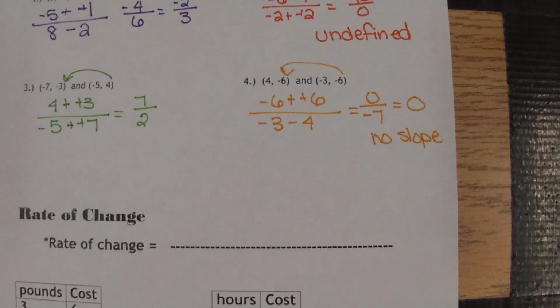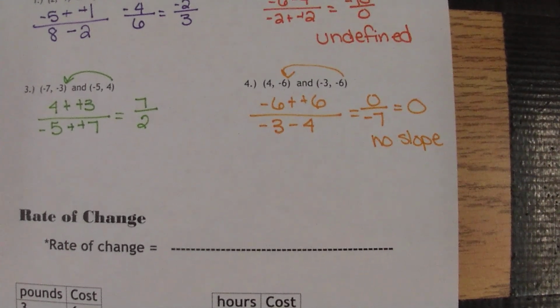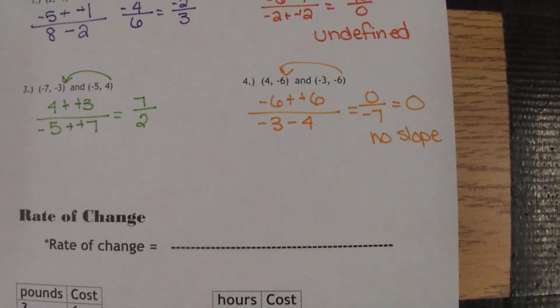And that is our horizontal line. Sorry, couldn't find the word there in my brain. Okay, so this is going to be our horizontal line.